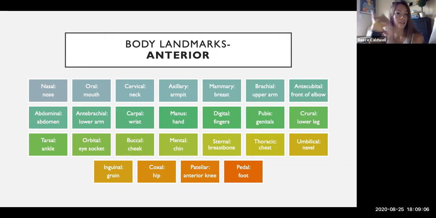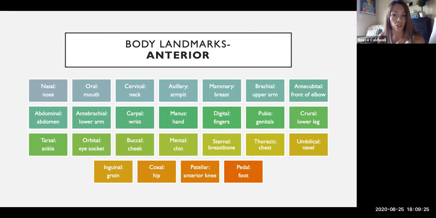Carpal is your wrist, so like carpal tunnel. Carpal is wrist. Manus is hand. I've never heard anyone say that, so you won't ever hear that. You will never hear manus as hand. You'll just hear hand. Digital are fingers. You will hear the digits.